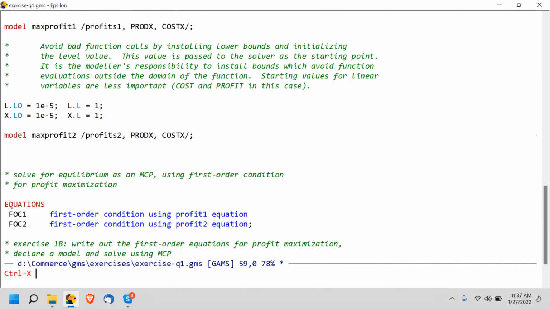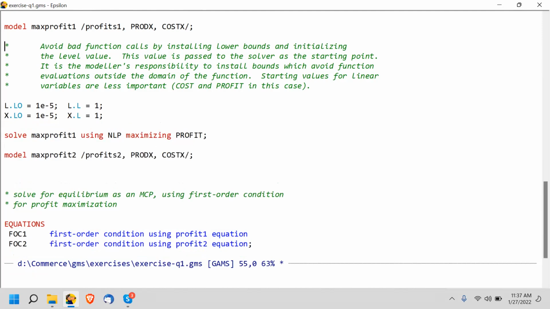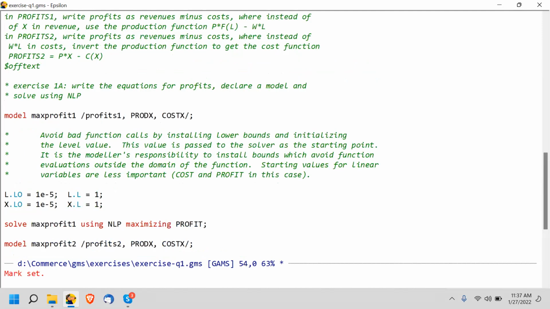So I have max profit 1 and max profit 2. I'm going to say solve max profit 1 using NLP, maximizing profit. So I created a name, and I'll move this down below.